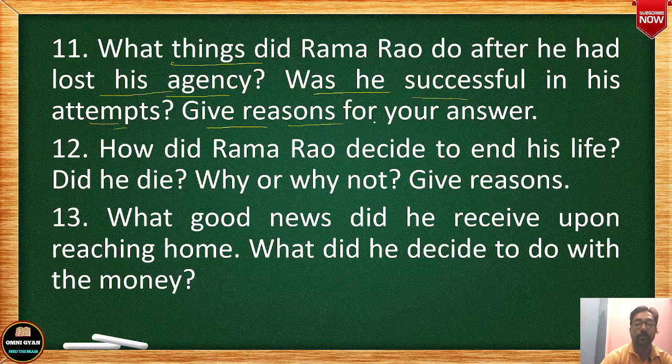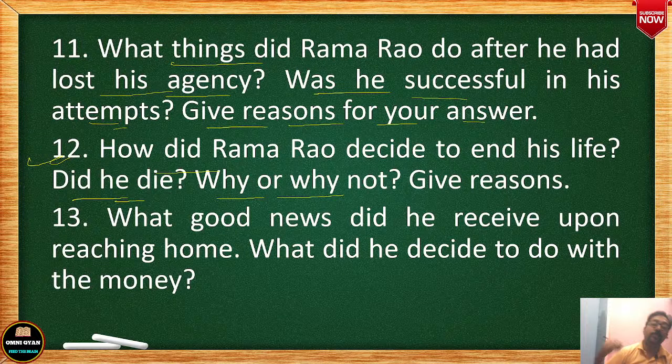Give reasons for your answer. Question number 12. How did Rama Rao decide to end his life? By lying on the railway tracks. Did he die? He did not die. Why or why not? He did not die because three stations before there was a train derailment and all the trains would be delayed by 3 hours at least. That is why trains did not come. Rama Rao was saved. Important questions from Rapid Reader.